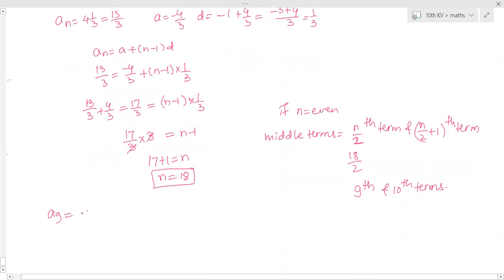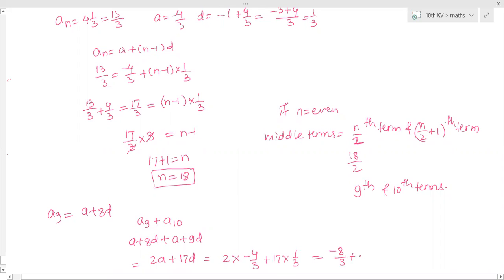A9 is equal to A plus 8D. And they're asking for the sum. So instead of finding each directly, you can directly take the sum. A9 is A plus 8D. A10 means A plus 9D. So 2A plus 8 plus 9, 8 and 9 is 17D. So directly 2 into A. A is minus 4 by 3 plus 17 into 1 by 3. So it is minus 8 by 3 plus 17 by 3, which is equal to 9 by 3. That is 3.